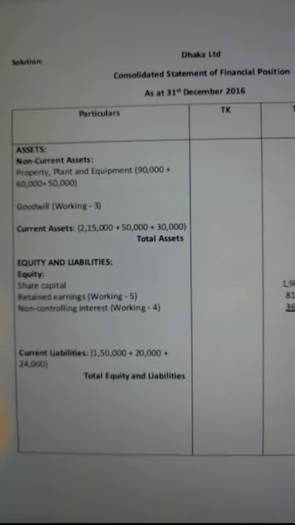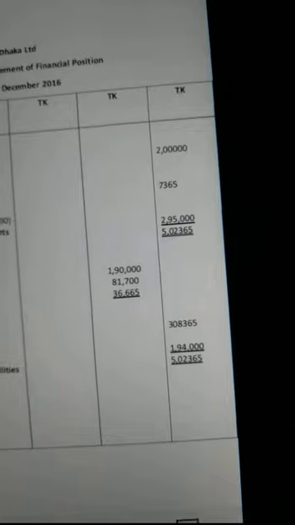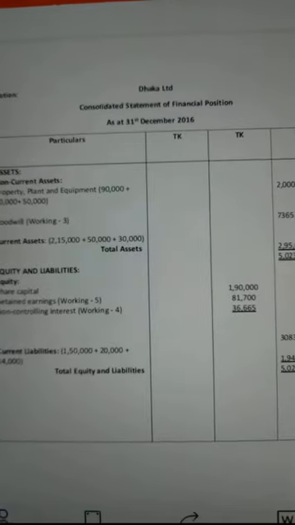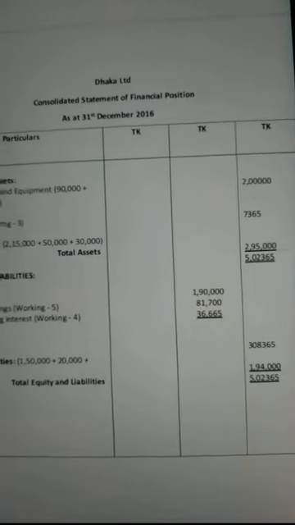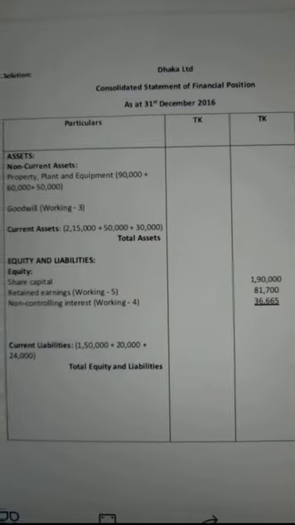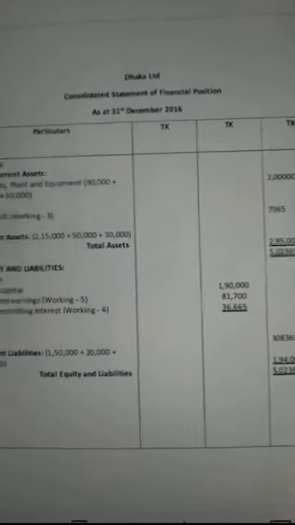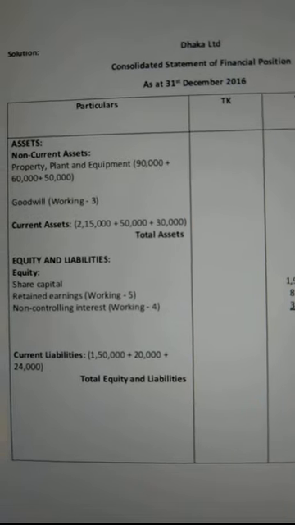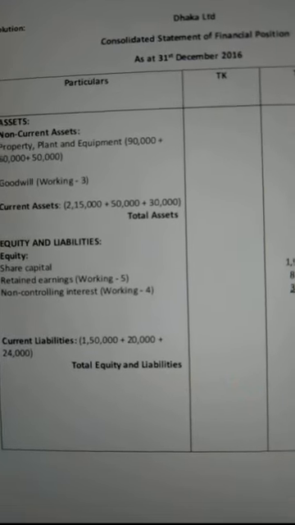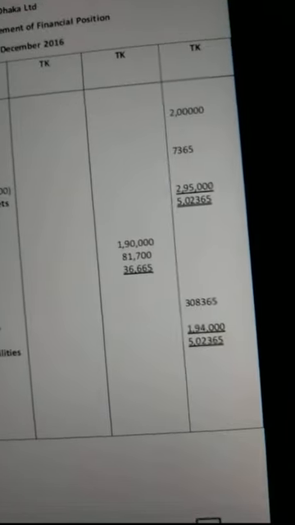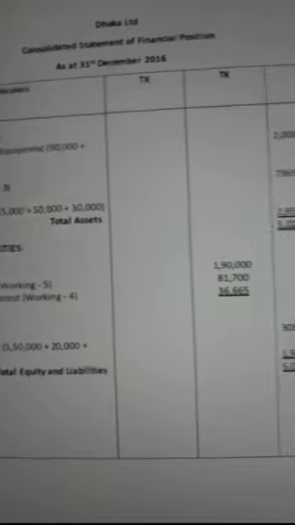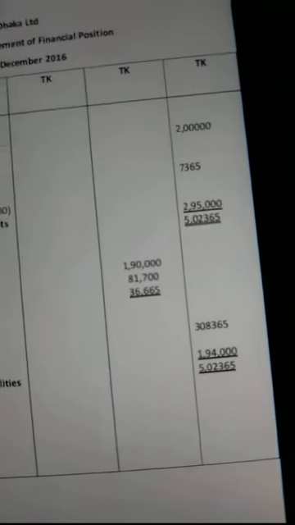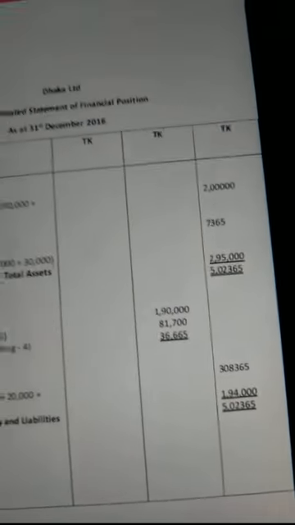Then we have to write goodwill, which is from working number 3. We have to just put those amounts. So now the things have become easy. Things are easy now because we have completed the workings. So now we just have to write the values from the workings. The current assets is from the question. We have 3 companies, so we have to plus them all, and then we'll get the total current assets, and then we'll get the total assets by plussing all those amounts.